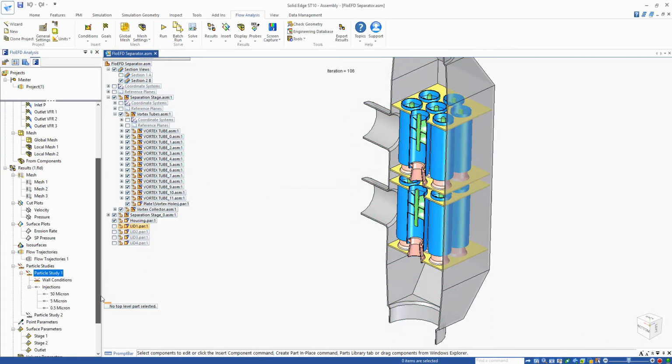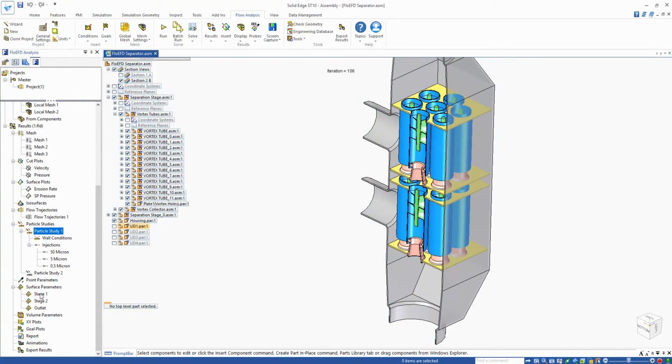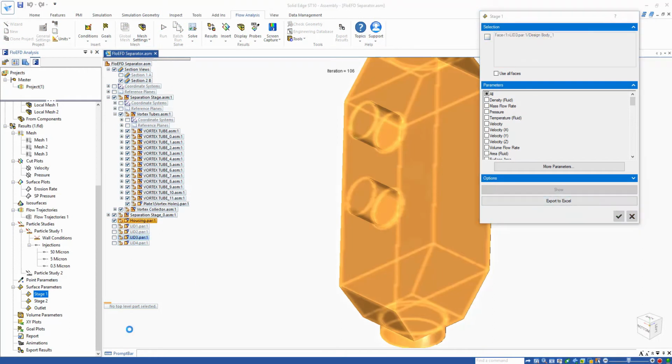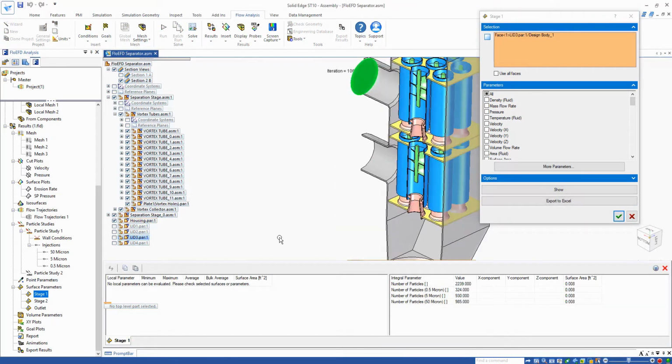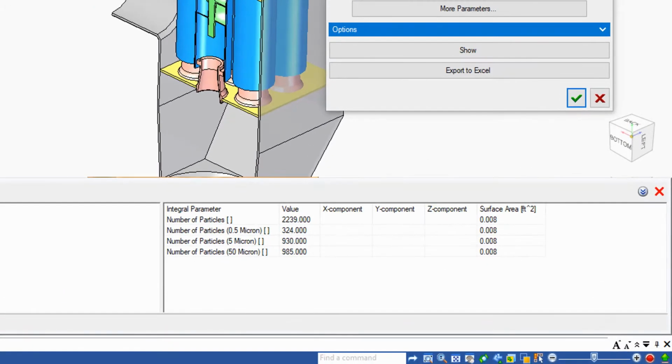The way to visualize that is to use surface parameters. So if we look at our stage 1 and actually show what that looks like: in stage 1 we're removing 98.5% of the 50 micron particles, 93% of the 5 micron, but for the 0.5 micron we're only removing 32.4% of those particles out of 1,000.